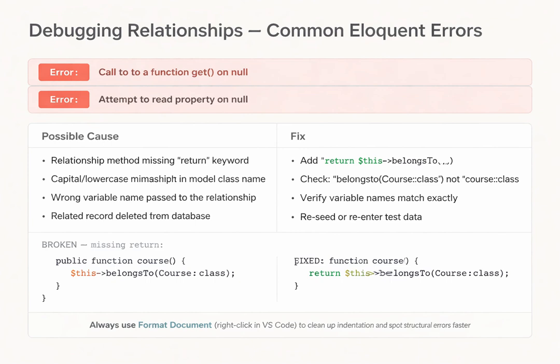The second issue: capitalization matters in class names. If you write course with a lowercase c instead of Course with an uppercase C when referencing the model class, PHP won't find the class correctly. A quick way to catch structural errors like these is to right-click in VS Code and choose Format Document. This re-indents your code and makes mismatched brackets and missing statements much easier to spot.